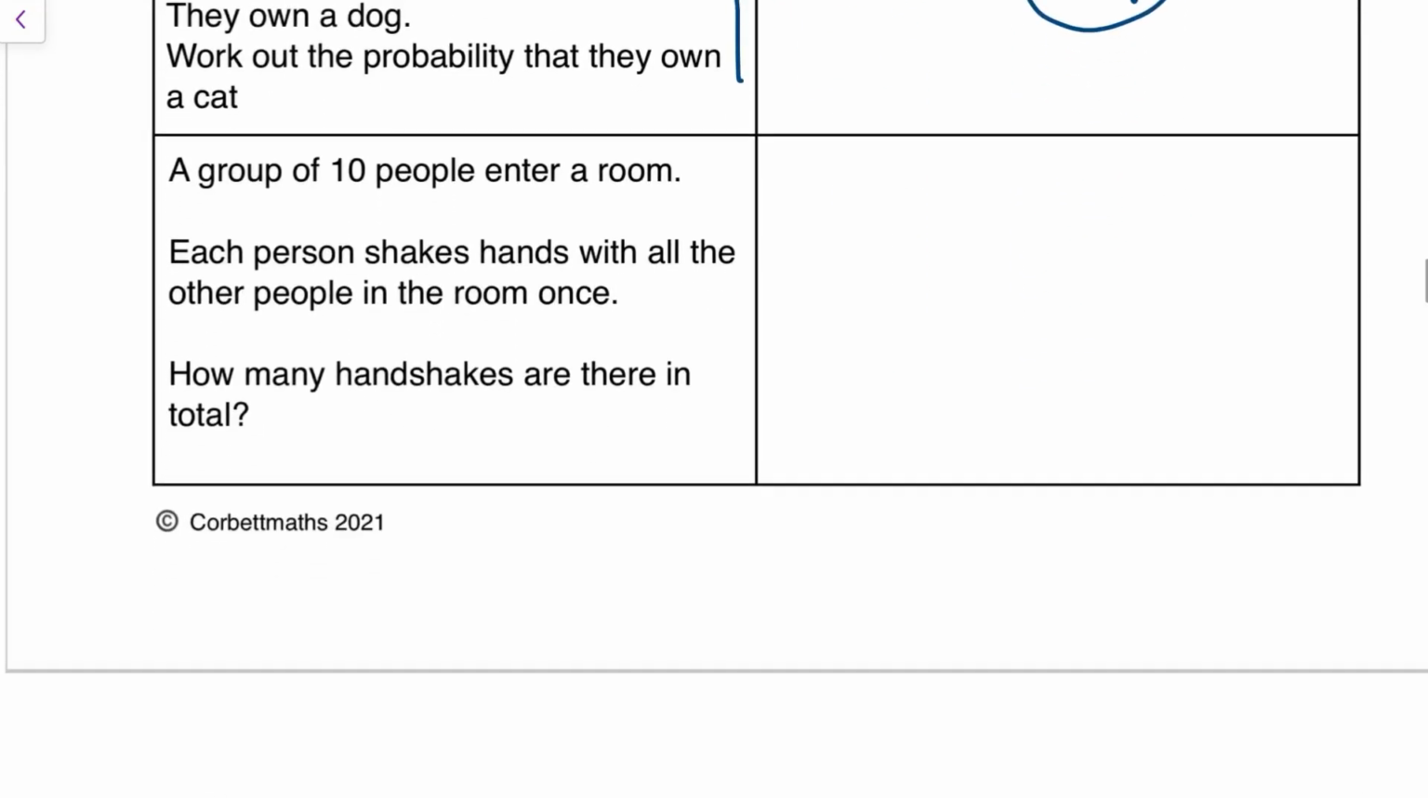Next and final question today. What do we have? A group of 10 people enter a room. Each person shakes hands with the other one. Okay. It's called a handshake problem, I think. It's got some really obvious names. It's quite a nice little question. It's all to do with combinations.